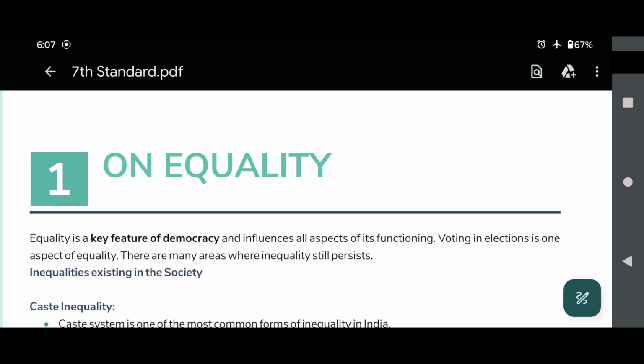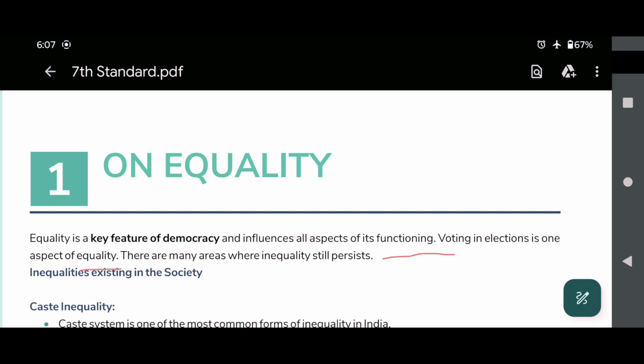Today we are going to read 7th Standard NCERT subject Civics, Chapter 1 Equality. Equality is a key feature of democracy and influences all aspects of its functioning. Voting in election is one aspect of equality.